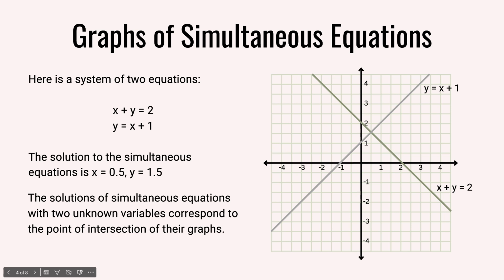Now, let's have a look at a graph of the simultaneous equations. Here is a system of two equations, x plus y equals 2 and y equals x plus 1. The solution to the simultaneous equations is x equals 0.5 and y equals 1.5. We know this because we look at our graph below. We go along the x-axis and see that it's between 0 and 1, halfway, so it's 0.5, and it's halfway between 1 and 2, meaning it's 1.5. The solution of simultaneous equations with two unknown variables corresponds to the point of intersection of the graphs. What that means basically is, if we look where both lines meet, we'll find out the x and the y values of the simultaneous equations.